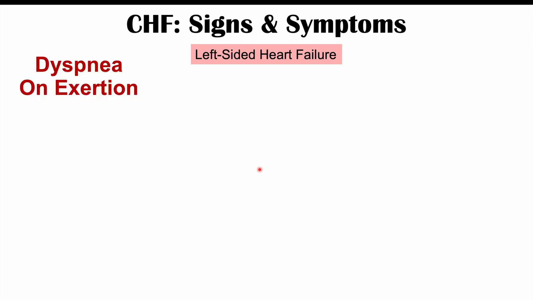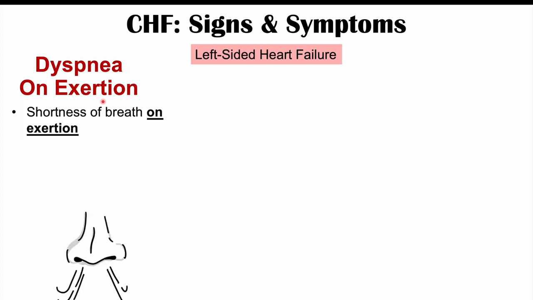So left-sided heart failure is going to have 3 very characteristic and hallmark findings that are often brought up and talked about in clinical practice. So these are going to include dyspnea on exertion. So dyspnea is simply shortness of breath, and exertion is going to be during physical activity. So shortness of breath on exertion or activity, and it's going to be compared to baseline. So it's going to be compared to what was before the congestive heart failure.